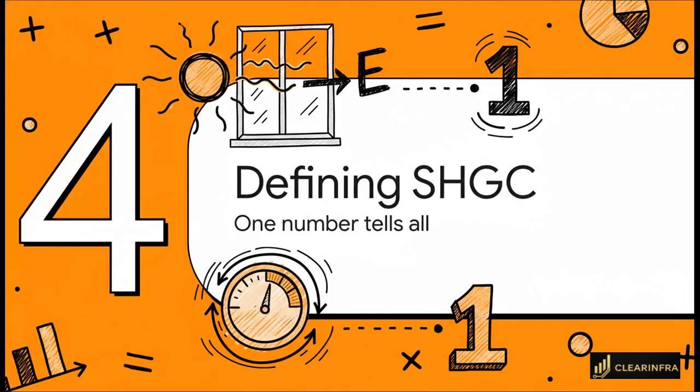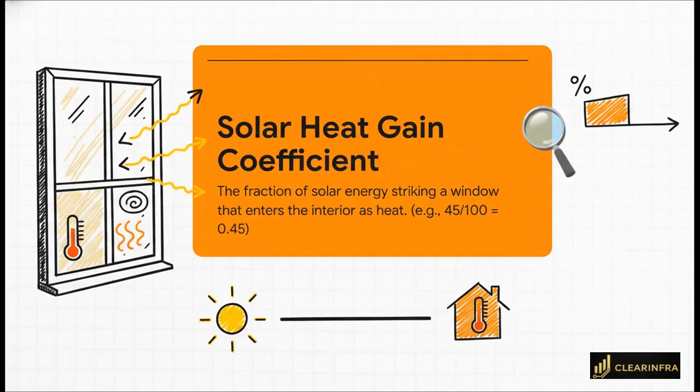And in this example, out of our original 100 units, a total of 45 have made their way into the building. Now, this whole process, this entire journey of energy we've just described, can be summed up with a single, really elegant number. And this brings us to the formal term for what we're actually measuring. It's called the solar heat gain coefficient, or for short, SHGC. It's simply the fraction of solar energy that strikes a window and ultimately enters the interior as heat. So back to our analogy, with 45 units entering out of an original 100, the SHGC is, you guessed it, 0.45.